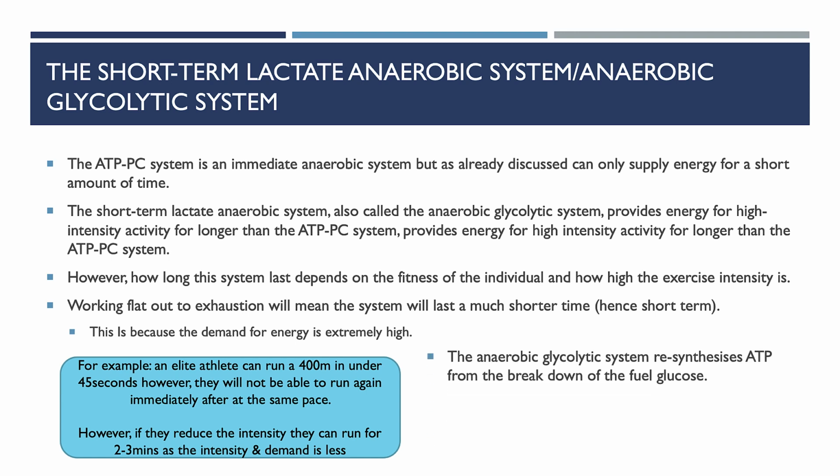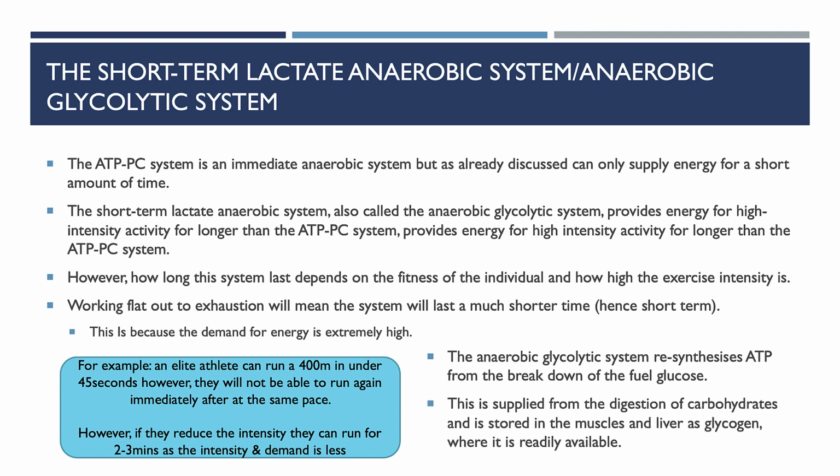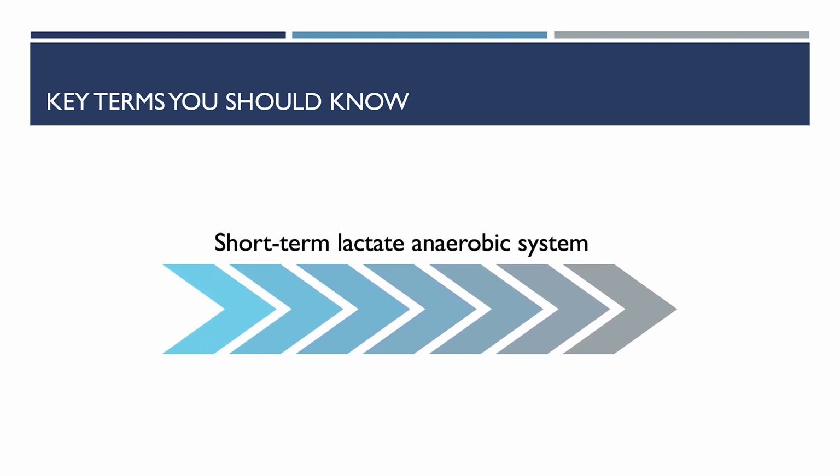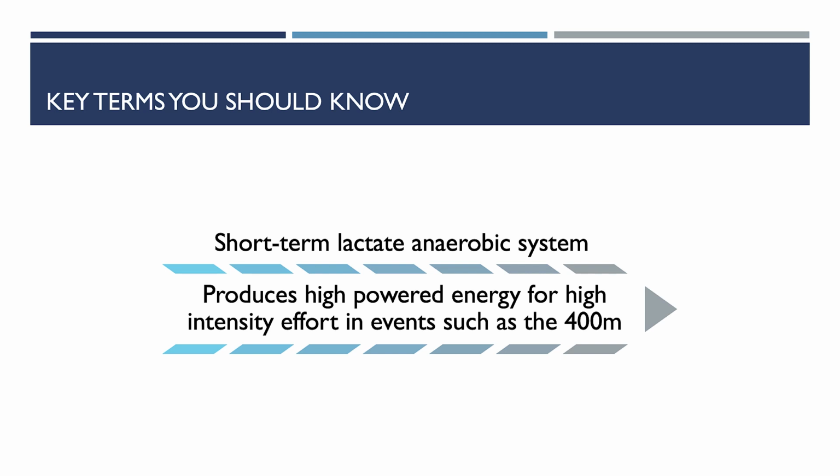The anaerobic glycolytic system resynthesizes ATP from the breakdown of the fuel glucose. This is supplied from the digestion of carbohydrates and is stored in the muscles and liver as glycogen, where it is readily available. Key terms you should know. Short-term lactic anaerobic system. This produces high-powered energy for high-intensity efforts in events such as the 400 meters.